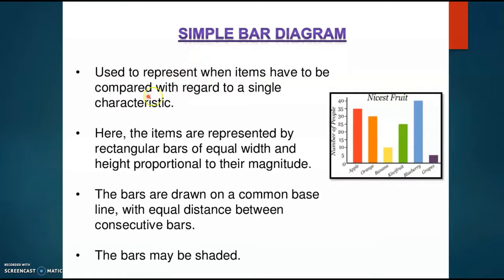The first one is simple bar diagram. This simple bar diagram is used to represent when items have to be compared with regard to a single characteristic. Here, the items are represented by rectangular bars of equal width and height proportional to their magnitude or frequency. The bars are drawn on a common baseline with equal distance between the consecutive bars. The bars may be shaded.